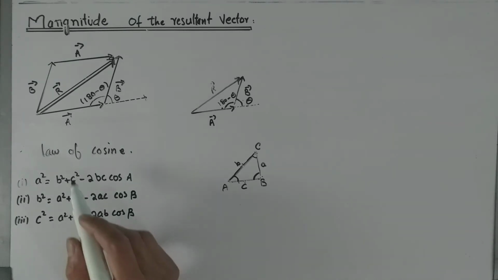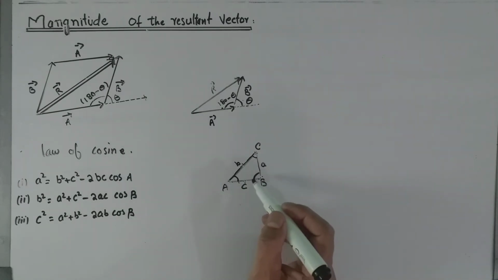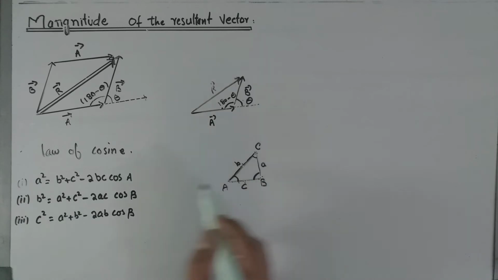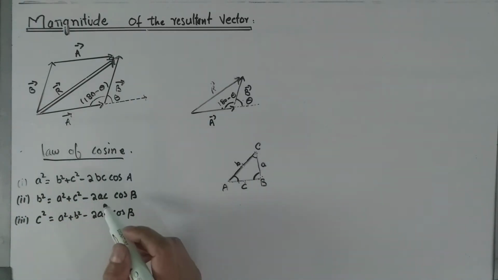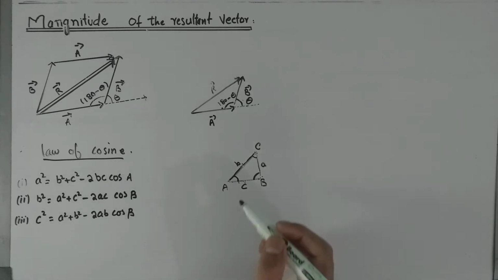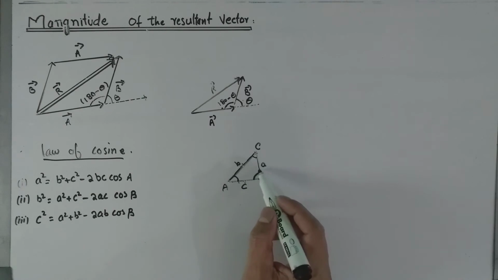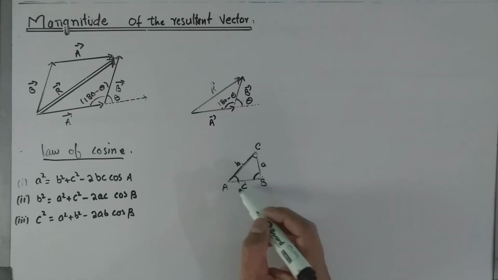This law of cosine is used for the solution of a triangle. There are different things that are used for the solution of a triangle. One is the law of cosine. The second is the sine rule or law of sine, which we will discuss later. Also the trigonometric ratios can be used for the solution of a triangle. If you want the solution of a triangle, it means you need to find all three angles and all three sides.